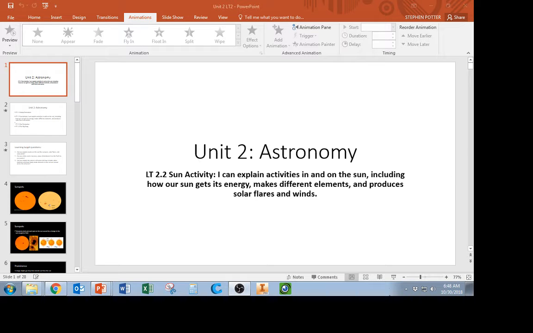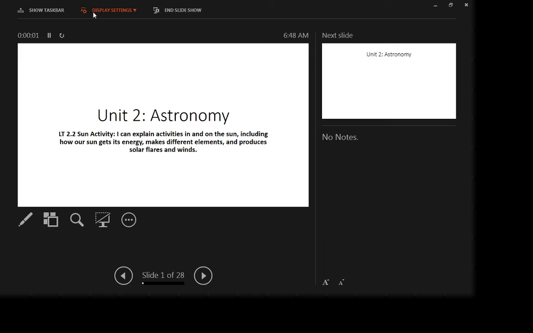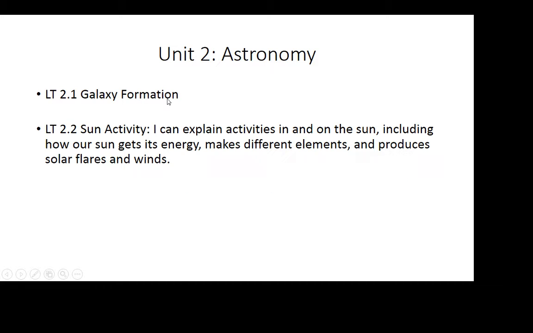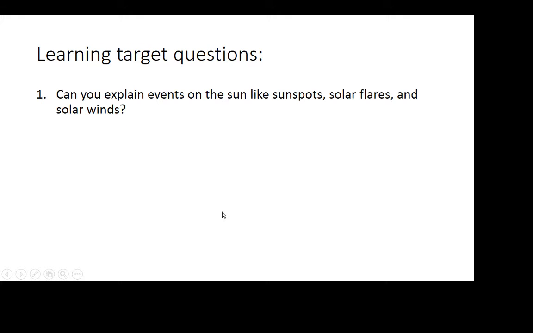Okay, our next video is our second learning target in astronomy, and this is about sun activity. This is our second learning target of our unit. We talked about galaxy formation, and after this we're going to talk about how stars actually form. But for right now we're going to focus in on activities on the sun and how they make different elements and how we know that from here on Earth.